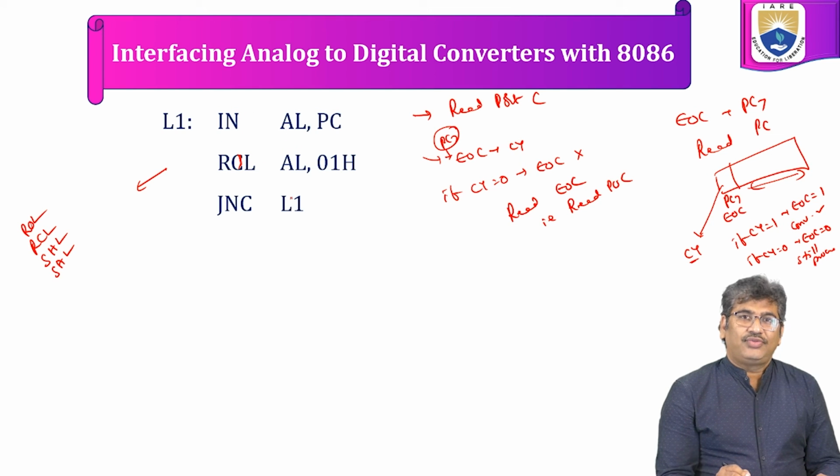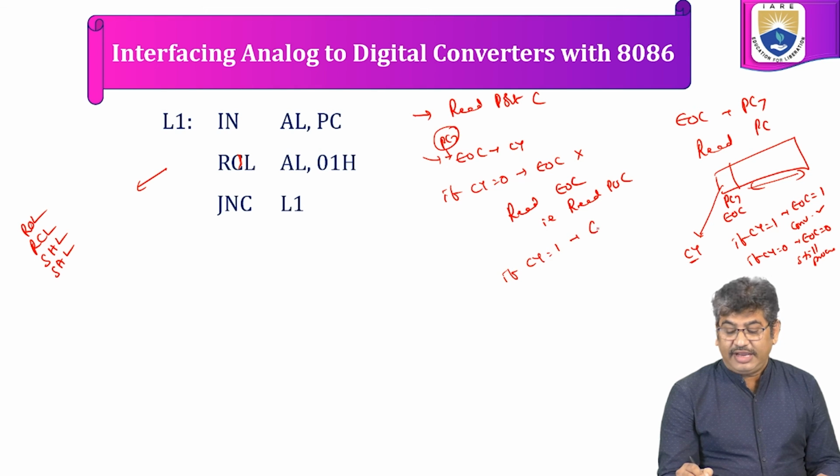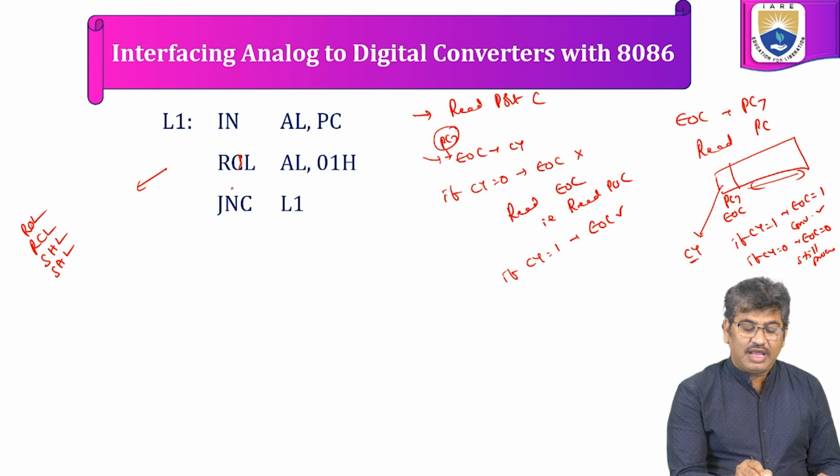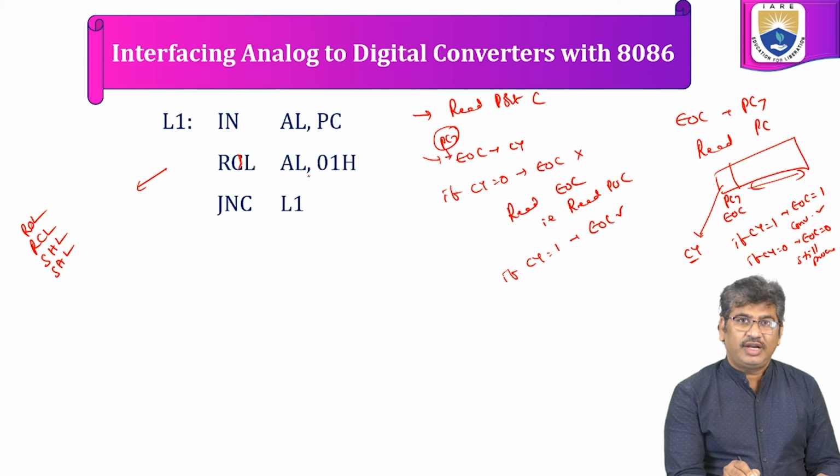Suppose the carry is equivalent to 1. If carry is equivalent to 1, that means the end of conversion is done. We can come out of the loop. So when the ROL instruction is executed, if the EOC signal is equivalent to 1, the carry flag is reflected as 1. So the condition fails, and it will come out of the loop.